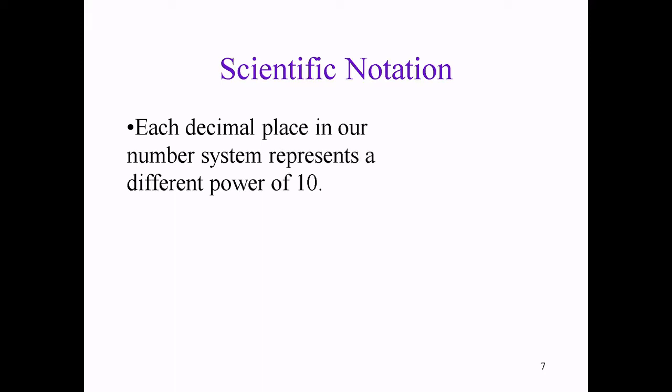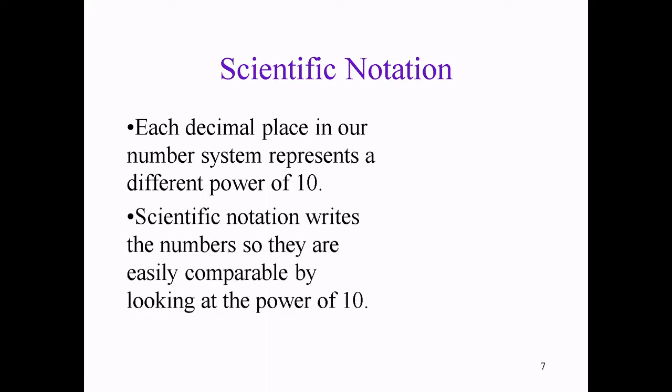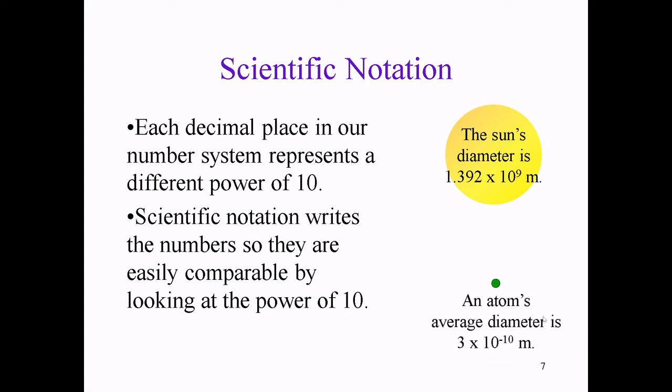So scientific notation. In scientific notation, each decimal place in our number system represents a different power of 10. So this is just a fact, right? 0.1 is 1/10, 0.01 is 1/100th, so on and so forth. Scientific notation writes the numbers so that they are easily comparable by looking at the power of 10. So some examples of previously and how we would write them using scientific notation.